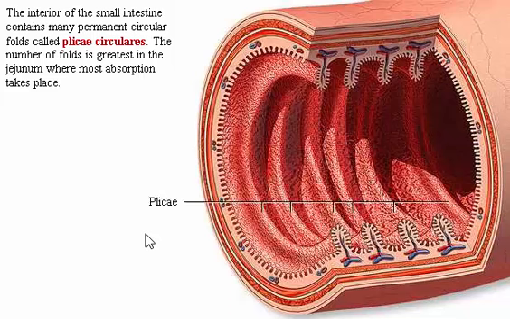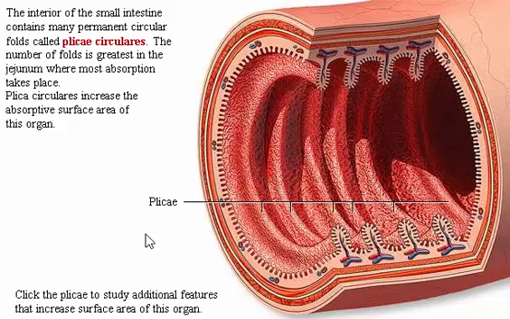The duodenum has few folds. Its function is to neutralize chyme and render it isosmotic. The number of folds is greatest in the jejunum, where most absorption takes place. Plicae circulares increase the absorptive surface area of this organ.